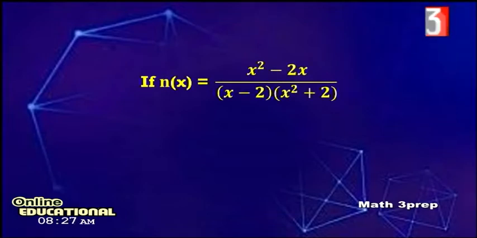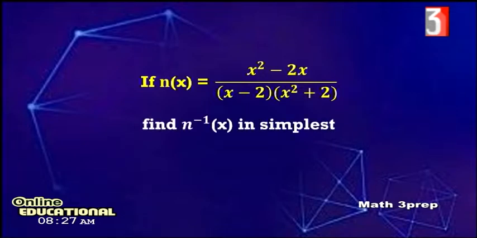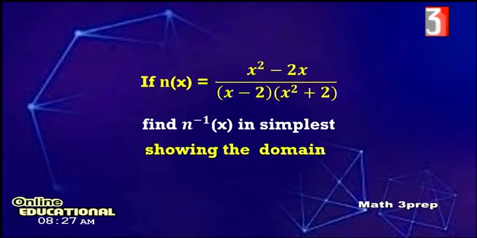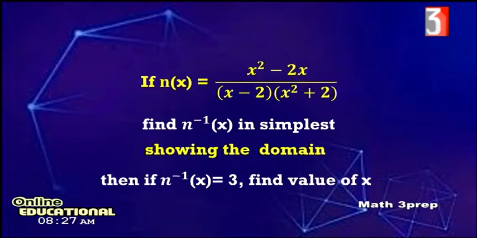If n of x equals x squared minus 2x over x minus 2 times x squared plus 2, find n inverse of x in simplest form showing the domain. And then if n inverse of x equals 3, find the value of x. What about n inverse of x? It means the multiplicative inverse of n of x.